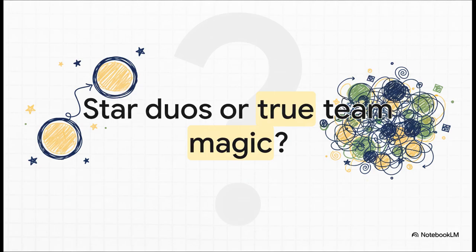Think about a team. Is their success just because they have a few star duos? Player A and B are great together, B and C have a good connection, and A and C work well too. Or is there something else going on? A kind of special magic, a genuine three-way synergy that only happens when all three of them are on the field together. That's the core mystery we're going to try and solve.